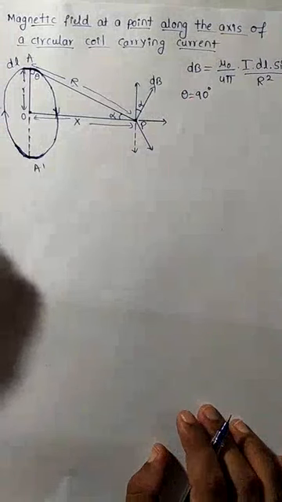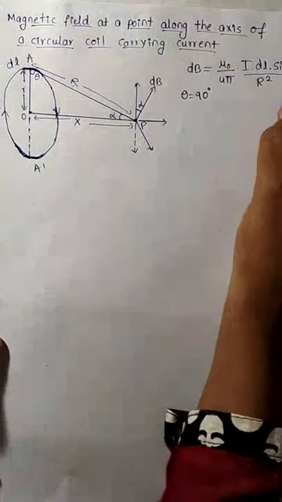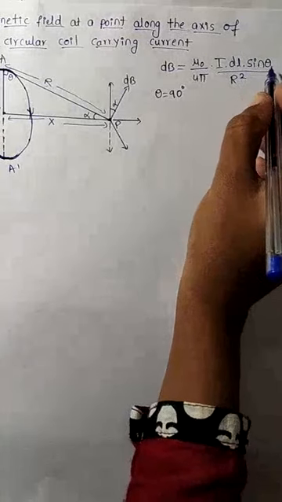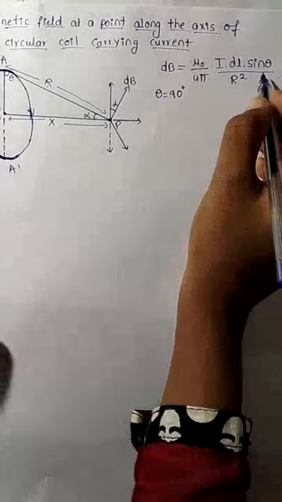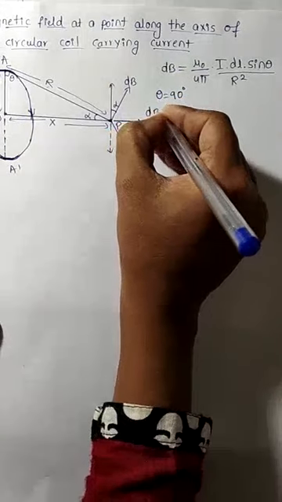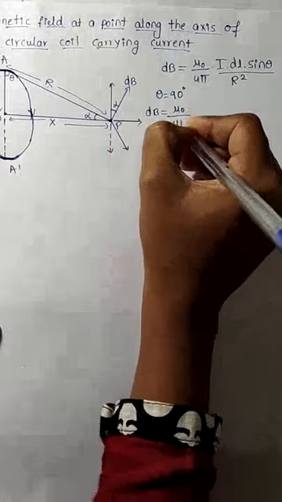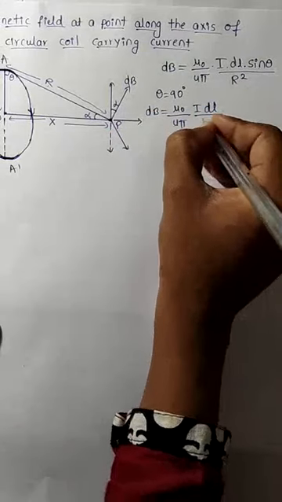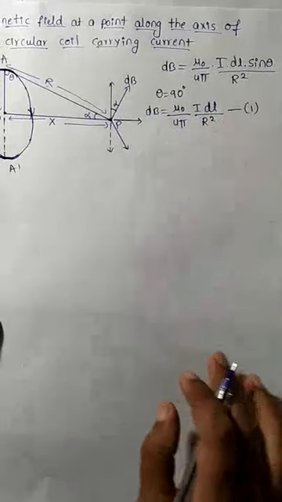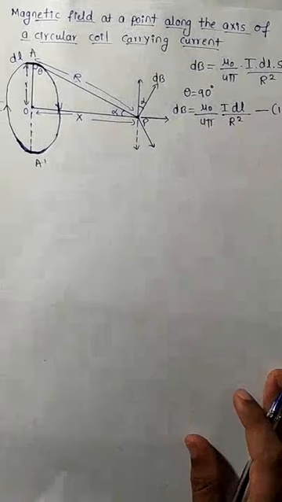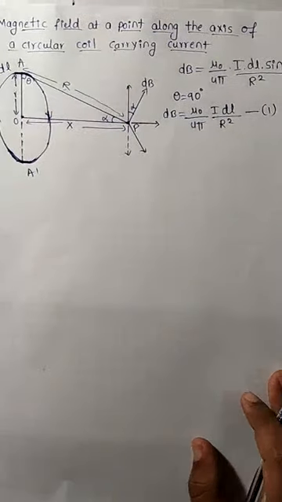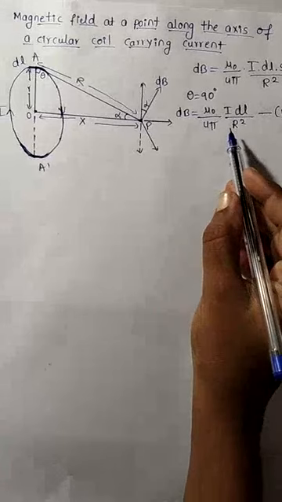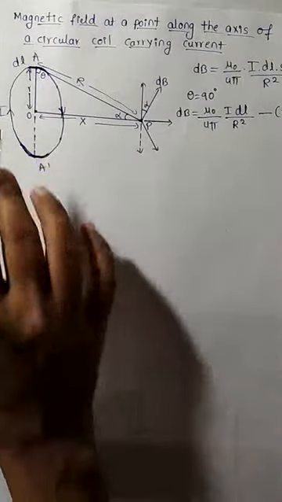Theta becomes equal to 90 degrees. Now I will substitute the value. Sin 90 is nothing but equal to 1 because theta becomes 90 degrees. So what you will get? dB is equal to mu naught upon 4 pi, I dl into 1, since sin theta becomes 1, divided by r square. So this is the equation you got by applying the Biot-Savart law. So this is the first equation we got. Next, our task is to find the r value. So now I will go to this picture.